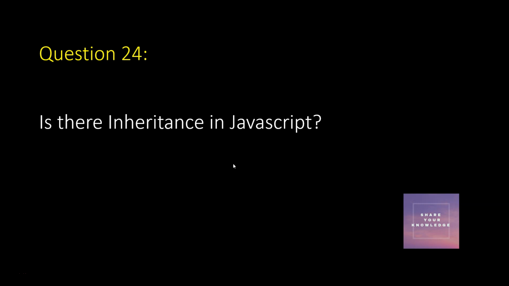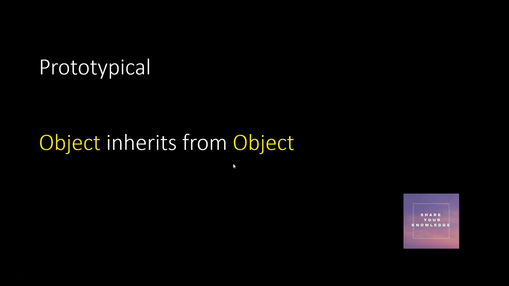But in JavaScript, there is no classical inheritance. Since there is no class, there is no classical inheritance. A class never inherits from another class. But in the case of JavaScript, it is completely different. It is an object inheriting from another object. It is going to be prototypical inheritance. Understand the difference? It is prototypical. That is, your object inheriting.